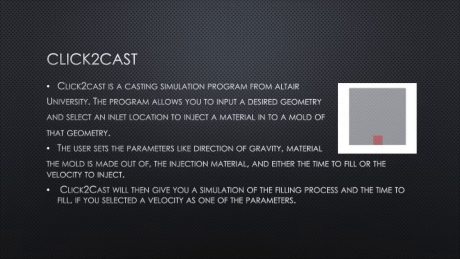The next parameters that a user would define would be the direction of gravity, the material that they want the mold to be made out of, the injection material, and either the time to fill or the velocity to inject into that material. Then click-to-cast will give you a full simulation of the velocity going into the material and the time that it took to completely fill it.